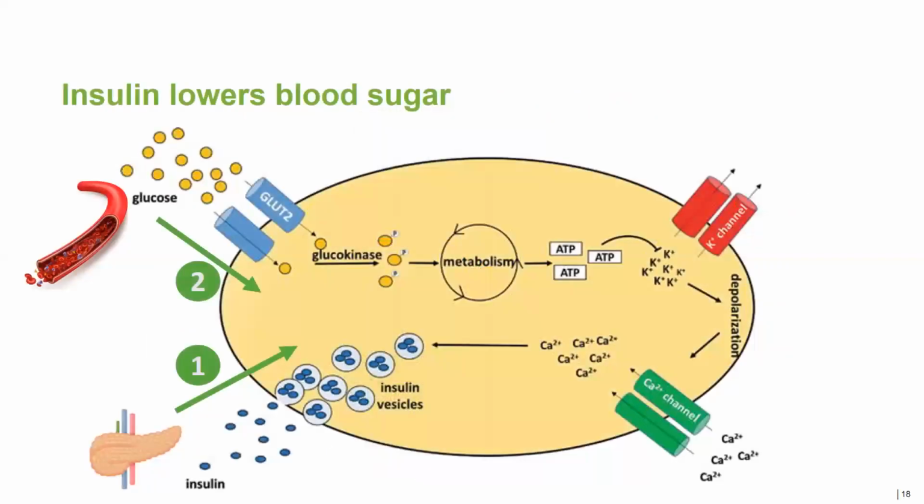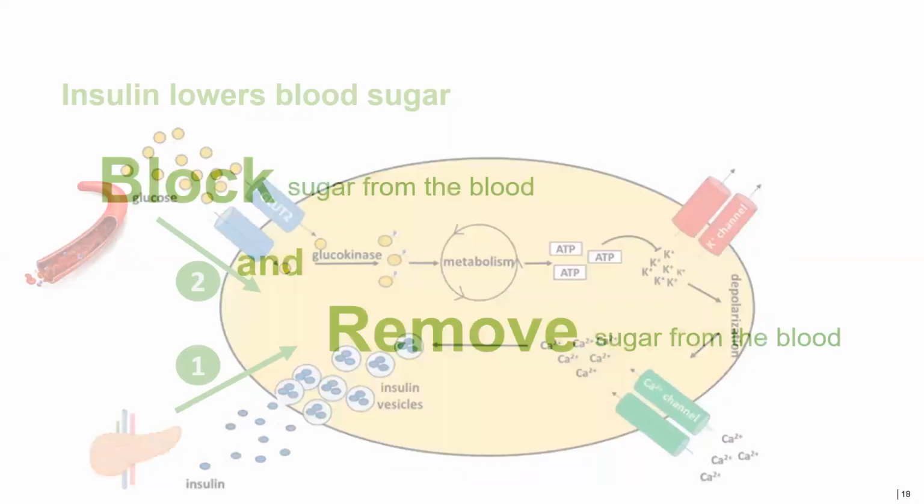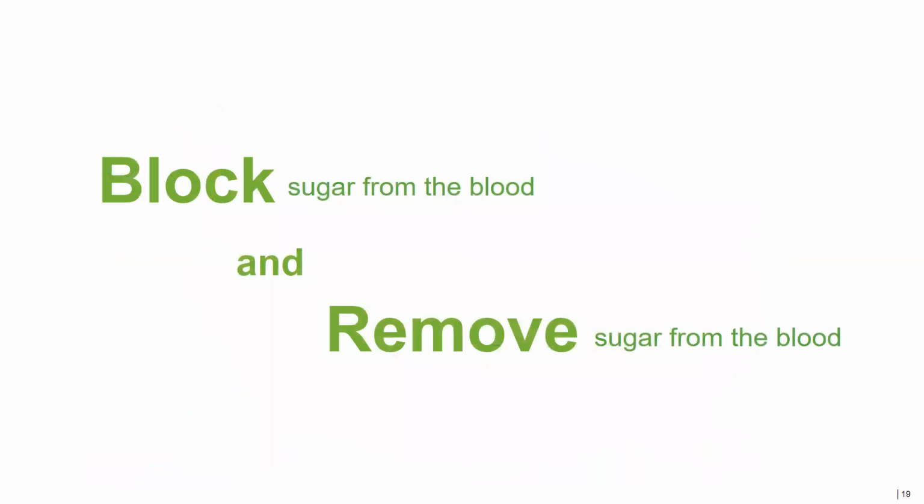Now, we understand already that insulin lowers blood sugar. Yes, it lowers blood sugar. So I don't want to go into a long talk, but let's move forward. The concept of the Gym Effect that we are adding to this NMN to activate the NAD plus level is to block sugar from the blood and remove sugar from the blood. That's the concept. That's what it's coming to do.